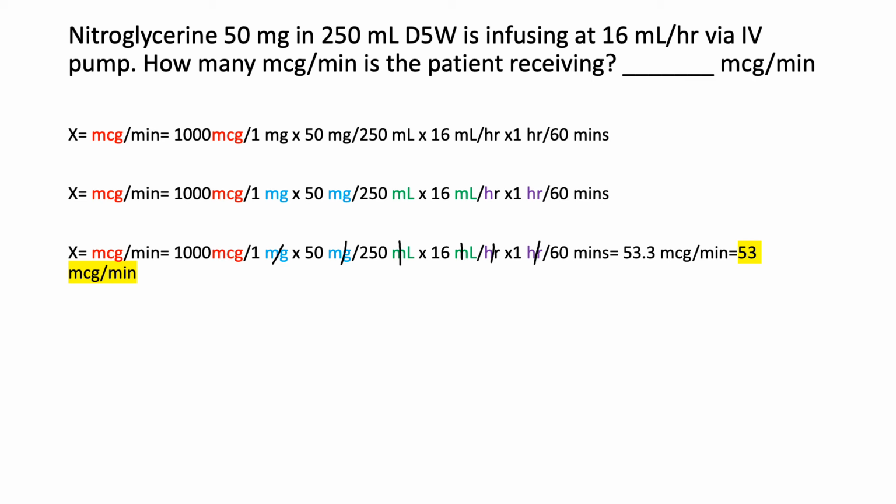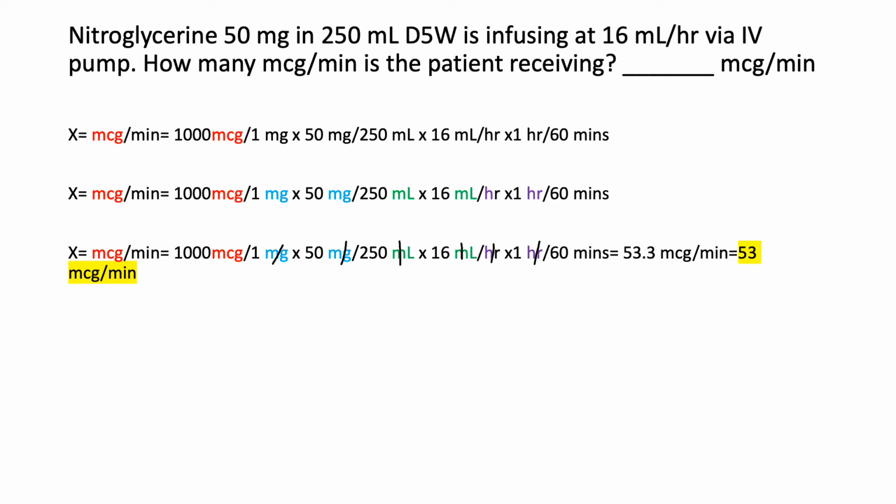Okay, so now keep everything in your calculator and divide 1,000 mics by 1 milligram times 50 divided by 250 times 16 divided by 1 times 1 divided by 60. And you get 53.3 mics per minute. It doesn't tell you where to round, so I'm just going to round to a whole number here. On your dosage calculations and on your exams, it's going to tell you where to round. If it doesn't, round to a whole number, but it will tell you where to round, okay?